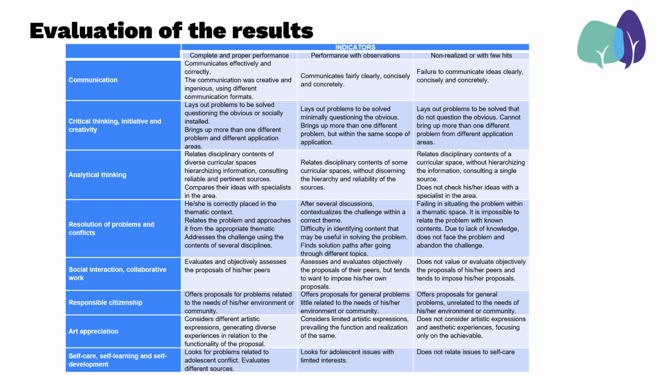This is an example of a rubric for evaluation of the results. The indicators are complete and proper performance, performance with observations, non-realized or with few hits. And the criteria are communication, critical thinking, initiative and creativity, analytical thinking, resolution of problems and conflicts, social interaction, collaborative work, responsible citizenship, art appreciation, self-care, self-learning, and self-development.